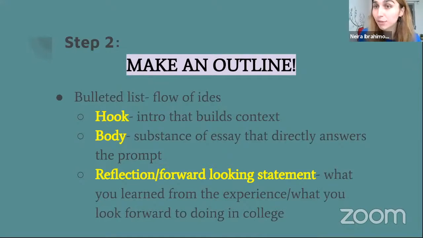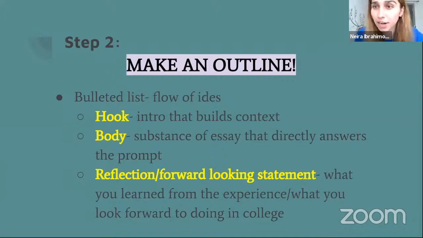For UC apps, you have 350 words per question, which is not a lot at all. And for a Common App, you have I think like 550 words or something, which also isn't that much. So every word needs to count. And in order to ensure that every word does count, you should make an outline. What does this look like?